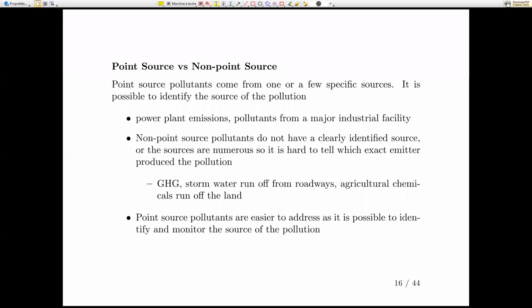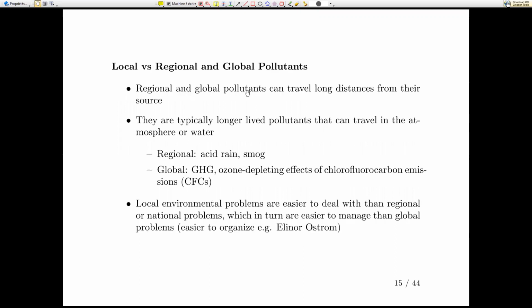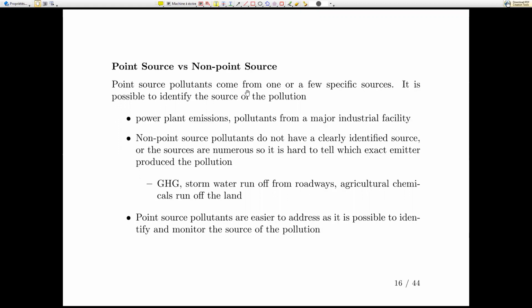Okay, so let me just find out where we were last time. All right, so I think we're discussing point source versus non-point source, right? Regional, global, yeah. All right.